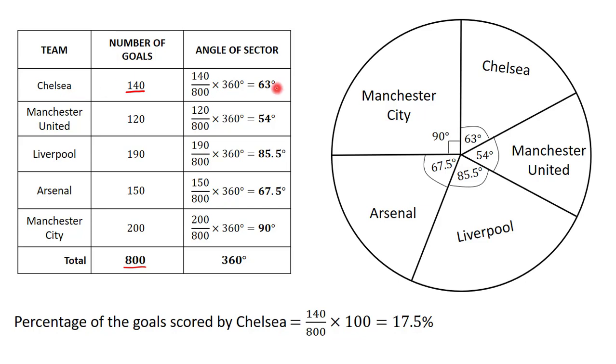The angle of sector for Chelsea is 63 degrees. The total angle is 360 degrees. So if we want the number of goals Chelsea scored as a percentage of the total, we can get that by dividing the angle of sector for Chelsea, which is 63 degrees, by the total angle, which is 360 degrees, and then we will multiply our answer by 100. 63 divided by 360 times 100 will also give us 17.5%. So we can use both ways to calculate the percentage.